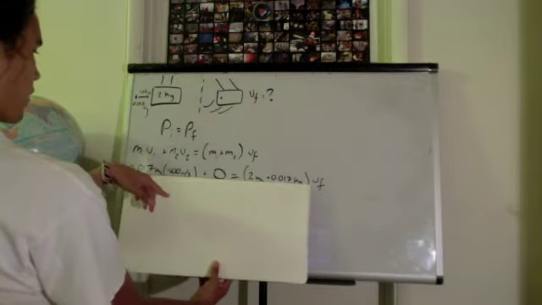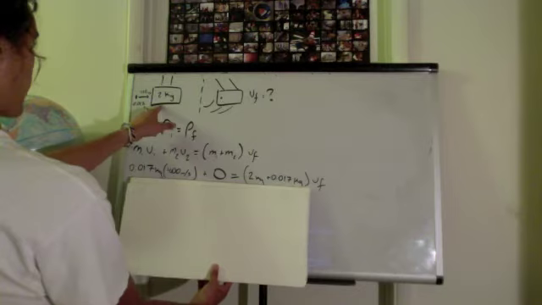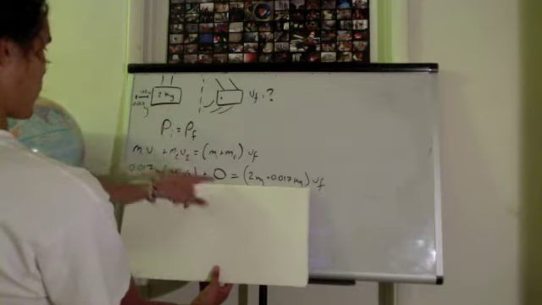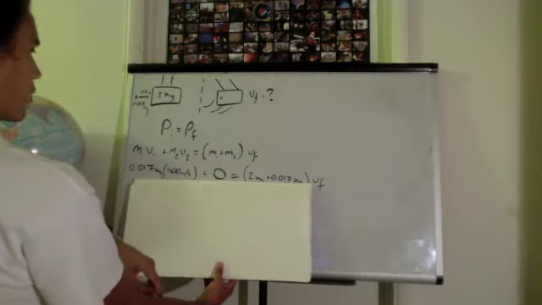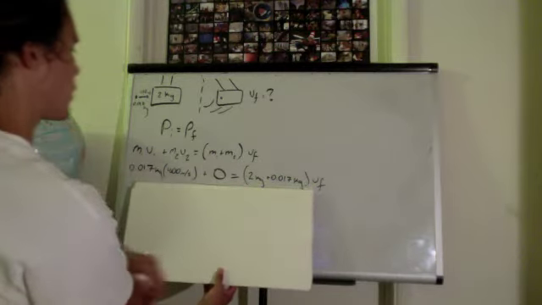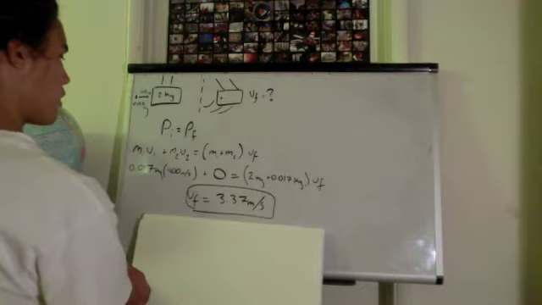So once we plug in all the values, this is 0 because the block is standing still, so the velocity is 0, so it cancels itself out. Now plugging in all of our known values, we have the final velocity over here, and we just solve.